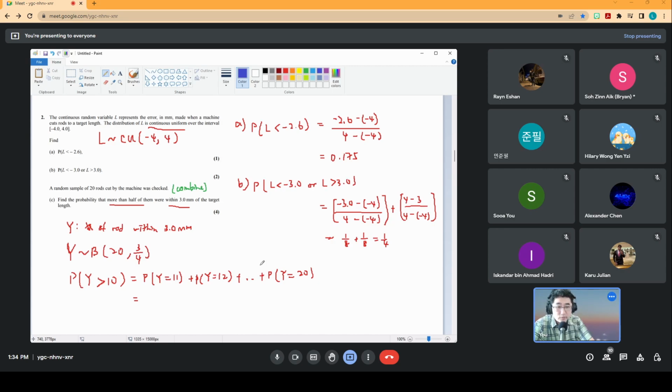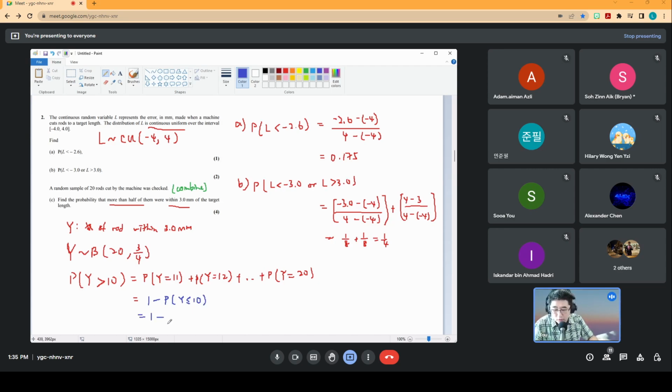If you don't remember, you can just tell me you don't remember. Yes, 20C11, correct. That's why I'm asking, how do we do it in the fast way? Calculator, how? Binomial CD. Okay. What should I write for the next line? 1 minus P(Y is less than or equal to 10). Very good.